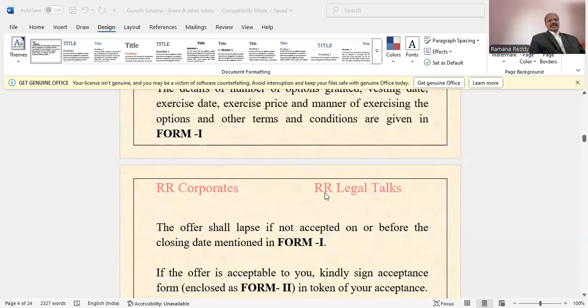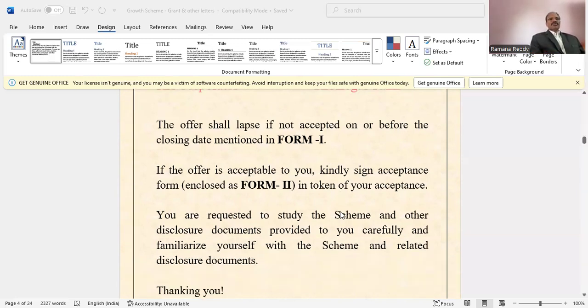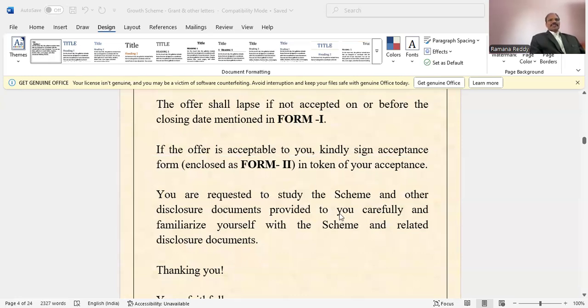So the offer shall lapse if not accepted by the employee on or before the closing date mentioned in Form 1. So the acceptance date shall be mentioned. So the employee has to accept on or before the date through the prescribed form, which will be attached with this. So if the offer is acceptable to you, kindly sign the acceptance form enclosed as Form 2 in token of your acceptance. So we are supplying Form 2 also. So you are requested to study the scheme and other disclosure documents provided to you carefully and familiarize yourself with this scheme and related disclosure documents.